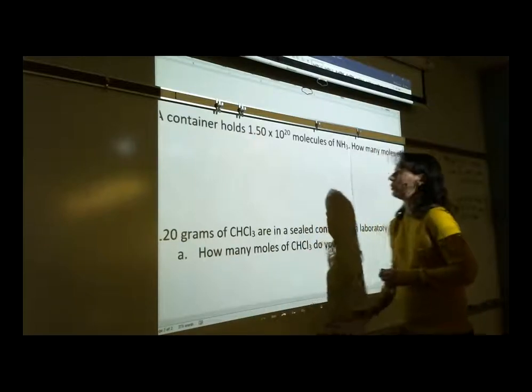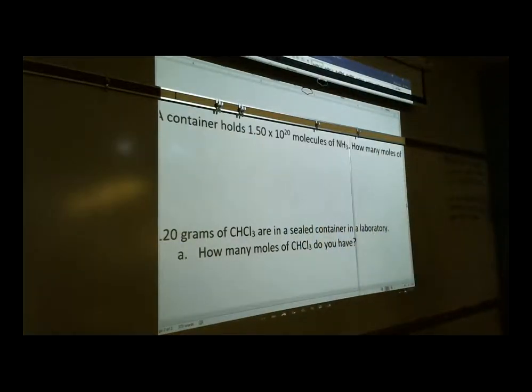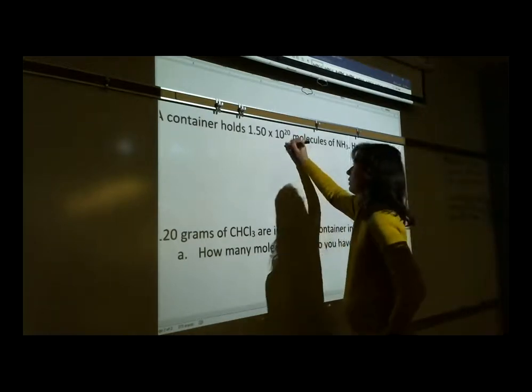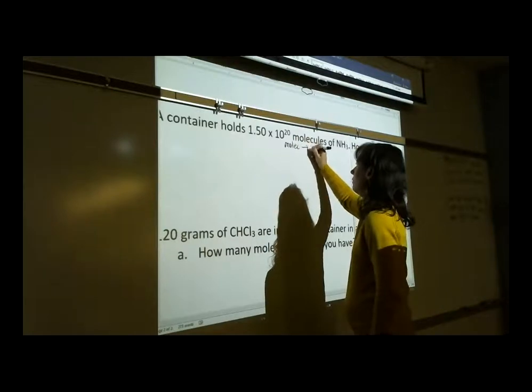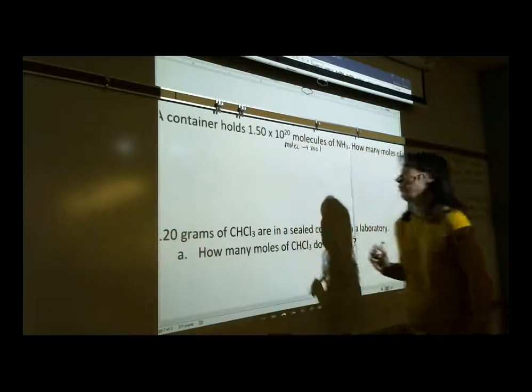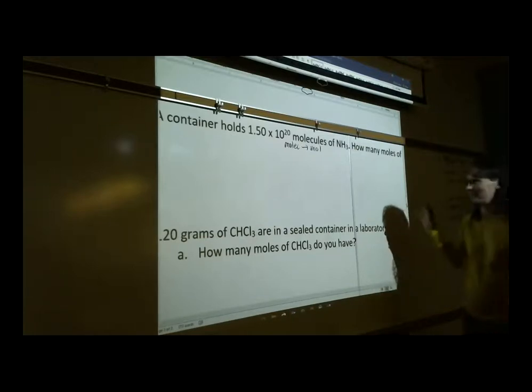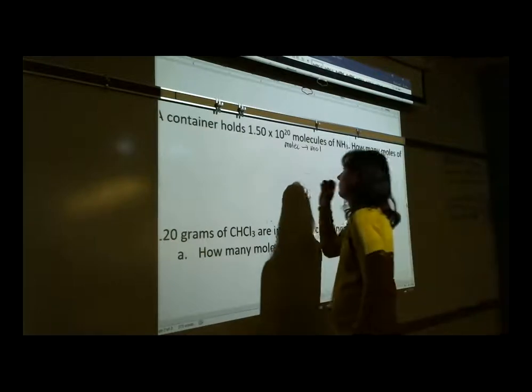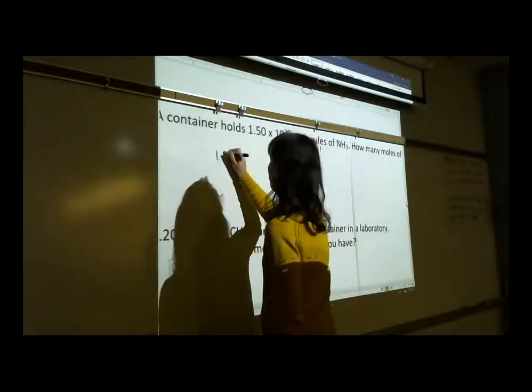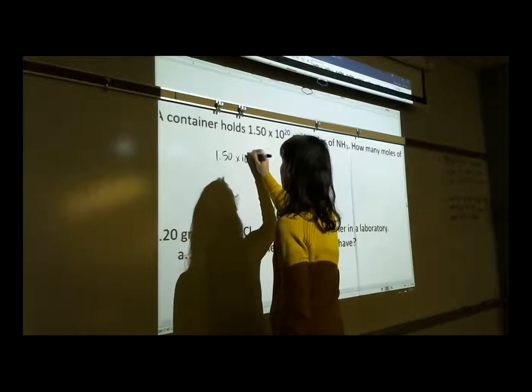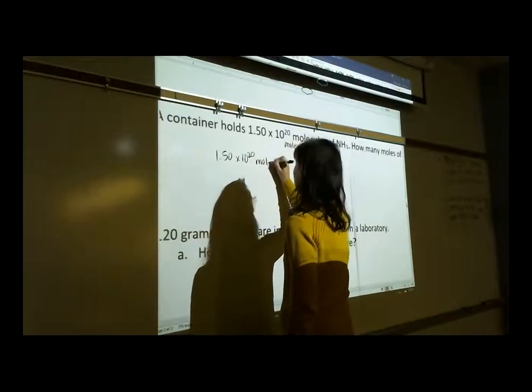A container holds 1.5 times 10 to the 20th molecules. How many moles is this? Okay, so we're going from molecules to moles. Do we use molar mass or Avogadro's number? Which one? Avogadro's number, right? There's nothing about grams in here. I don't ask what quantity this is in grams. It's just Avogadro's number. So we'd write 1.50 times 10 to the 20th molecules.